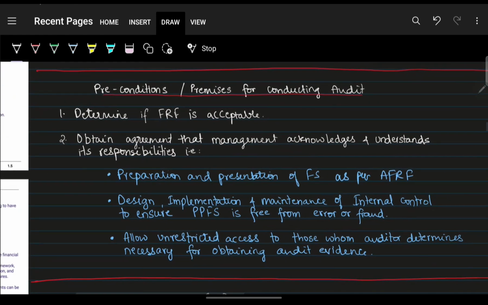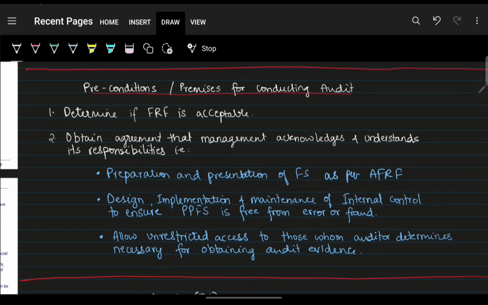Okay, next, coming to the preconditions. Preconditions are very important. These preconditions also come in SA 210, so it is highly important that we learn it here and then revise it there again. Here, there are only two preconditions, right? Firstly, we have to determine whether FRF is acceptable. What is FRF? Financial reporting framework. Whether the financial reporting framework that they've used is acceptable or not.